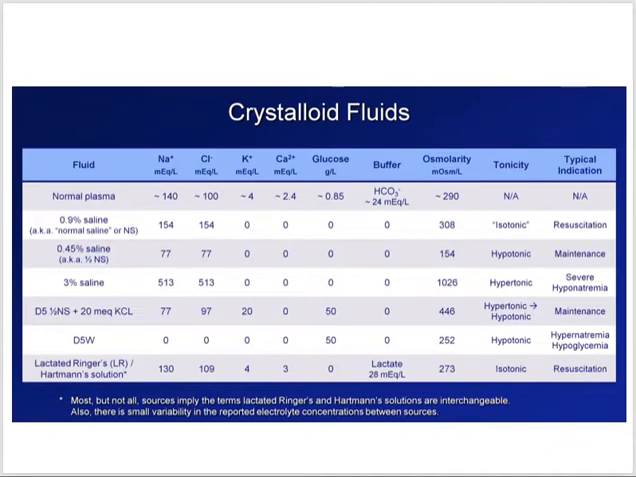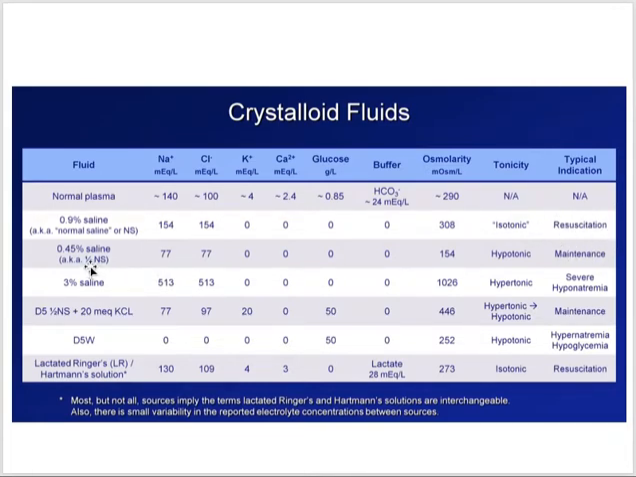Okay, so anyhow, this is again a table showing you crystalloid solutions. This is the normal plasma. What are the sodium, chloride, potassium, calcium, glucose, bicarbonate, osmolality, tonicity, and typical indication. So they are talking about normal saline here. The indication is of course resuscitation. I told you this is one of the best resuscitation fluids.